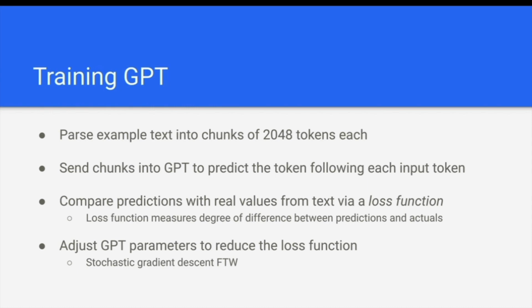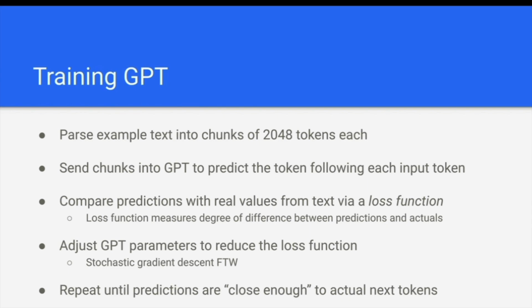And there are really well-known algorithms for doing this. Stochastic gradient descent is the classic one in deep learning. I won't say too much more about that, but you can always look into it if you're interested. Then you just repeat this process, going through the data and optimizing the GPT parameters against the loss function until you are close enough. Close enough is a really nuanced term. There are books and papers written about what close enough means, but suffice it to say that at a certain point, you know when you should stop.